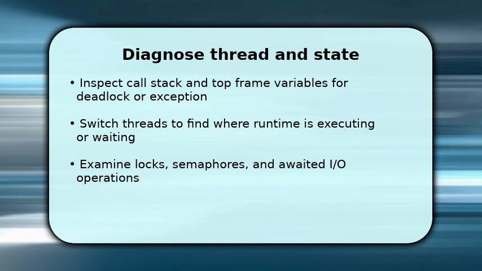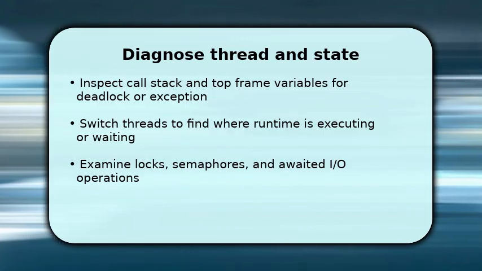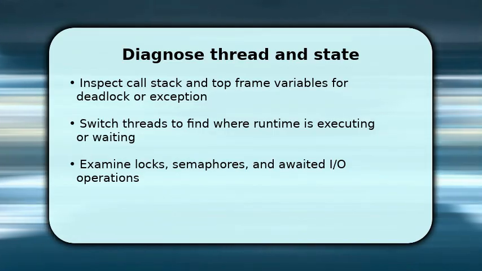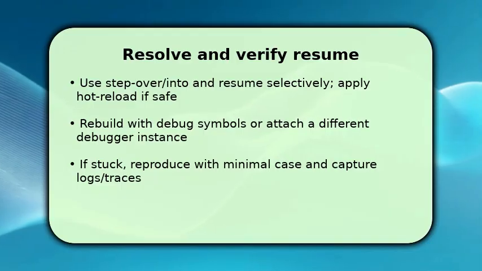Then inspect synchronization primitives, locks, semaphores, and pending I/O, because blocked threads commonly cause apparent pauses. While doing this, step or resume specific frames to observe behavior and isolate where execution is stuck, resuming selectively. Use step over or step into to advance from the problematic location and watch state changes.